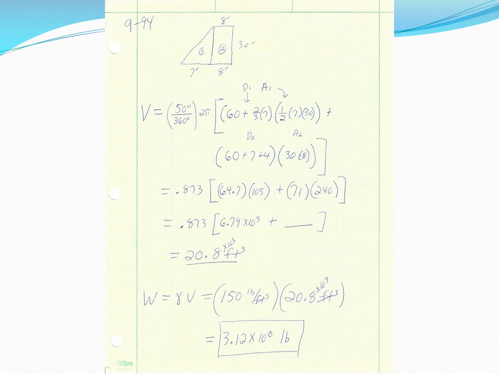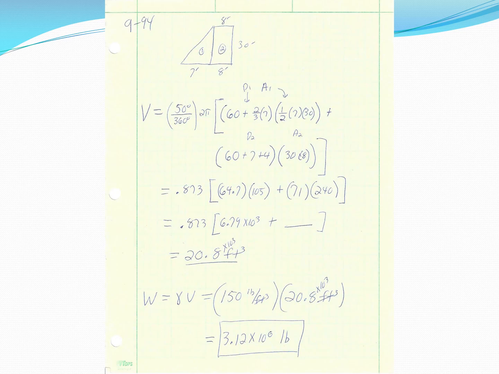Shape 2, we need to go the 60 feet, we need to go the 7 feet, and then we need to go halfway across the rectangle. The rectangle is 8, so that's the 4 right there. It's a rectangle, so the area is 30 times 8. You can see all those values in the top formula.